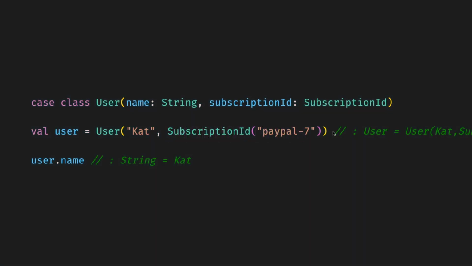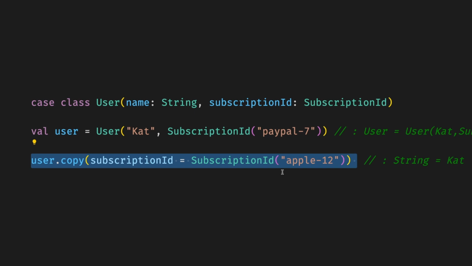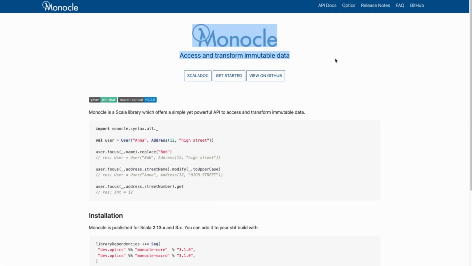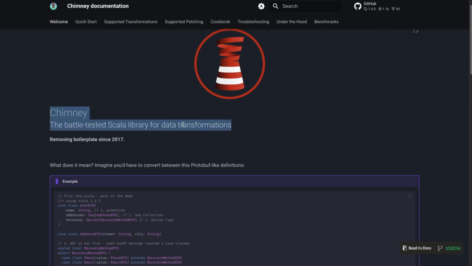Product types are not that bad either. You use case classes. For example, we have a user with name and subscription ID. We create a user by passing all the stuff, and then we can say user.name to get a name. Case classes come with a copy method to modify fields. We can take our user, copy it, and change the subscription from one to another one. And 95% of the time, it's enough. When you need to, you can use optics, for example, via Monocle, or data transformation via libraries like Chimney.